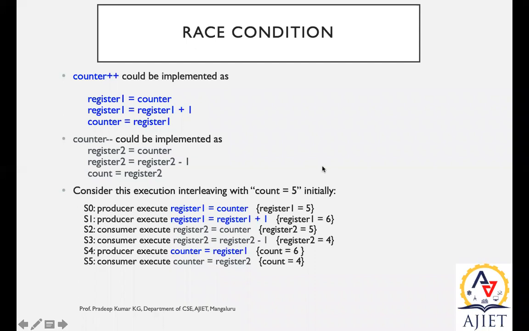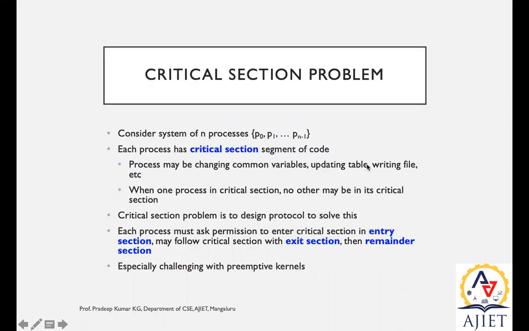To provide a clear-cut solution, we have something called the critical section, the critical section problem. Consider a system of n processes, P0, P1 up to Pn minus 1. Each process has a critical section segment of code. Out of the n lines of code under a particular process, some part of the code may be treated as the critical section. That is the heart or major part, the major logic in your program, the exact logic part. So that is the critical section.